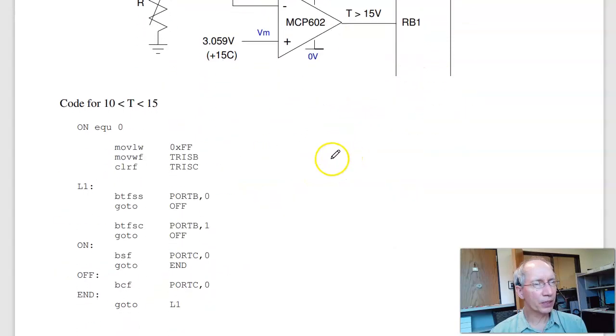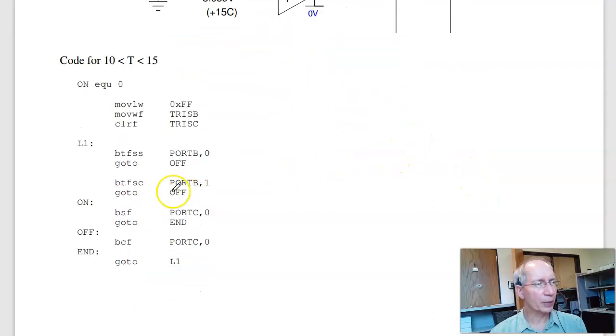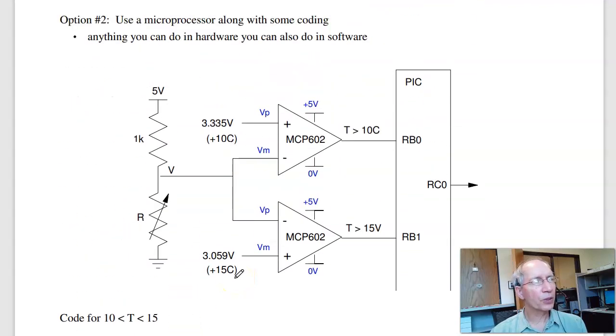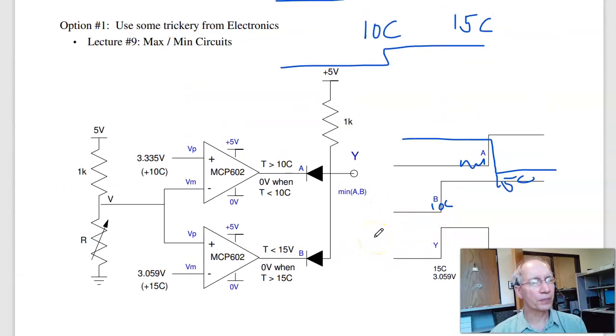So if RB0 is 0, I don't skip, I go to off. If RB1 is 1, meaning above 15C, I want to clear the output. If RB1 is set, I don't skip, I go to off. On off, I clear the output, otherwise I set the output. This will also give you the same circuit. So a couple ways of doing it. Anything you can do in hardware, I can do in software. Here's a hardware and software solution. Here is a hardware solution. And that's homework set number 2 for ECE 376.